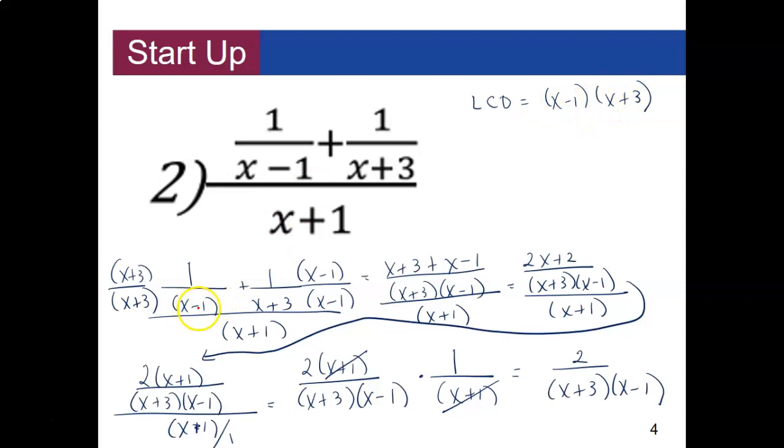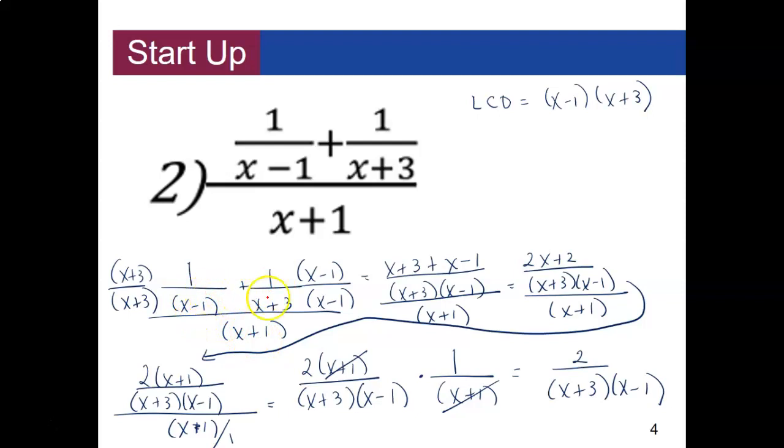So this one has the x minus 1, so we're going to multiply top and bottom by x plus 3. This one has the x plus 3, so we're going to multiply the top and the bottom by x minus 1, so that we end up with the denominator that we need that's the same for both. Okay, so we'll keep this x plus 1 still in the denominator, so it was here and it's staying here. We're not doing anything with it right now.